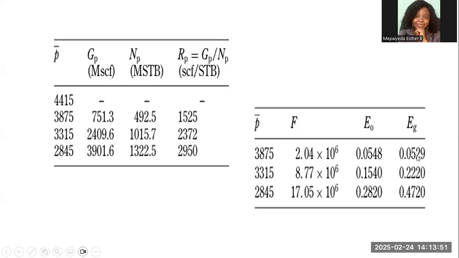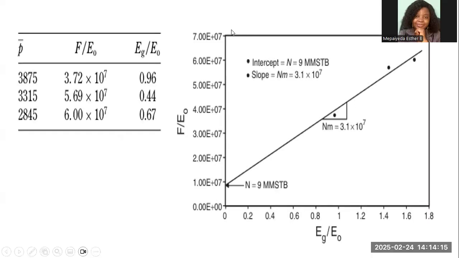So you have your EO, you have your EG, you have your F. Don't forget your RP, GP over NP, which was the first calculation we did. Quite simple: this is the Havlena and Odeh method for a gas cap reservoir, and you apply it to your pressure and production profile data. If you plot F over EO against EG over EO, some of these data values here are not quite correct, so try to do your own calculations and then plot. You have a plot similar to this.